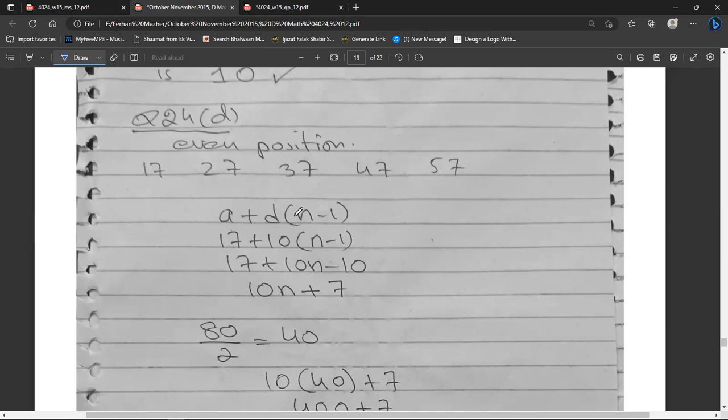So it will be A plus D bracket n minus 1. I'm writing its nth term. It will be 17 plus 10 into n minus 1. This is 17, and this is the difference of 10. So 17 plus 10n minus 10. So it will be 10n plus 7.